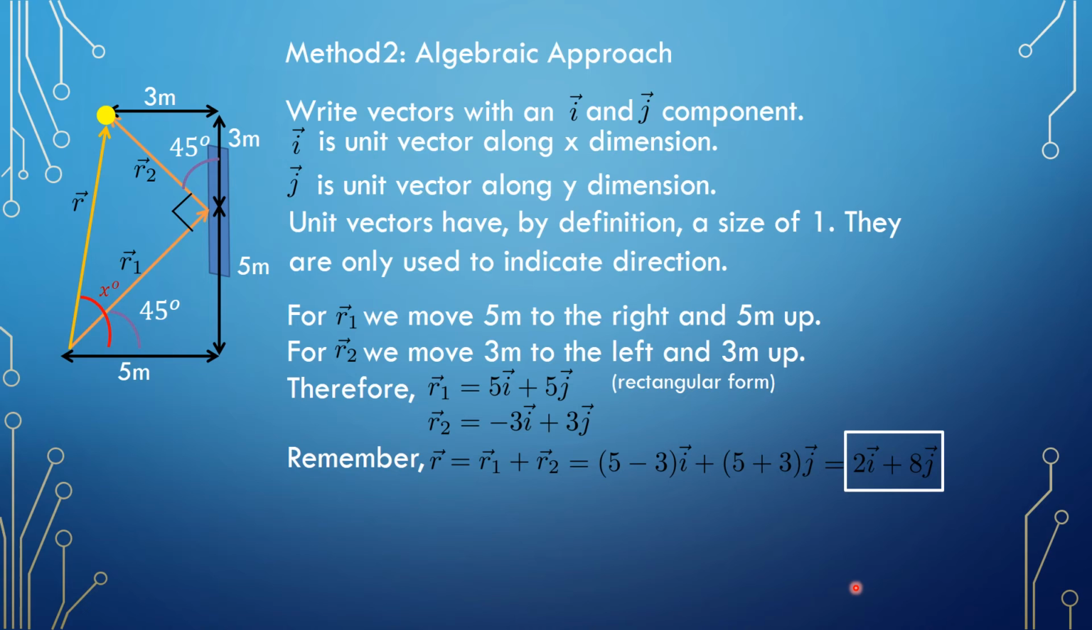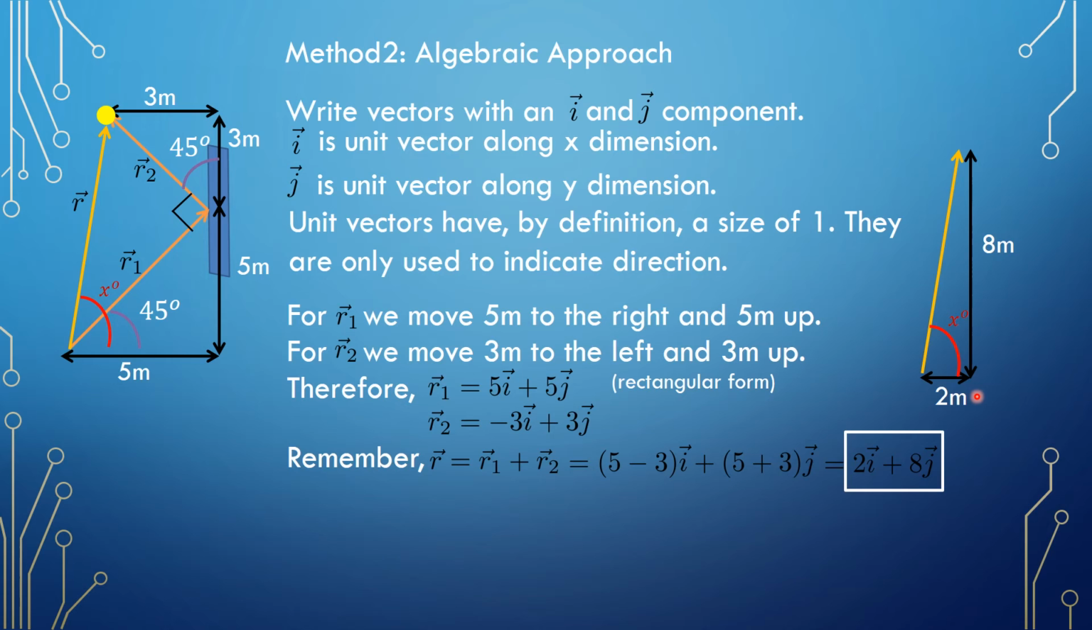And it makes sense, because let's look back at this. For R1 we moved 5 meters to the right, and then for R2 we moved 3 meters to the left. So overall we've moved 2 meters to the right, which is 2i. And we also moved 5 meters up for R1 and 3 meters up for R2. So overall we moved 8 meters up, so we have plus 8j. That makes sense. So let's draw this vector out. We moved 2 meters to the right and 8 meters up. And again, x is just the angle between the vector and the x-axis. So our resultant vector R is 2i plus 8j.